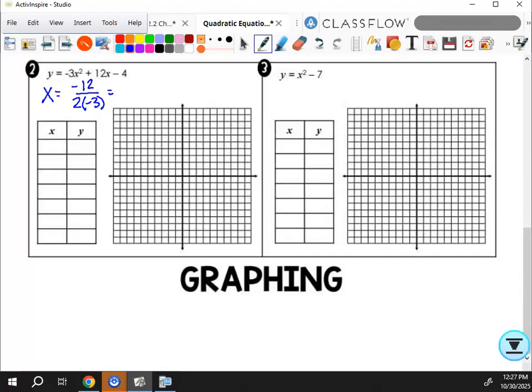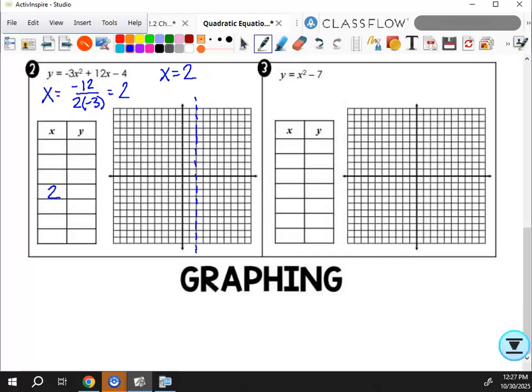All right, so -12 over -6 is 2, right? So your axis of symmetry is 2. So I'm going to sketch in my little axis of symmetry here. And even this one, I don't have to necessarily calculate by hand. Type that into the calculator.